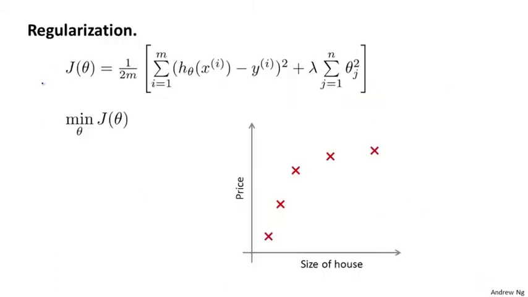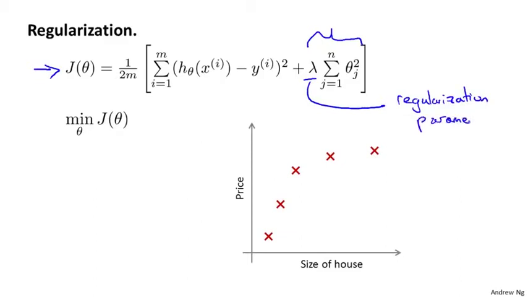Writing down our regularized optimization objective, our regularized cost function, again, here it is. Here's J of theta, where this term on the right is the regularization term, and lambda here is called the regularization parameter. And what lambda does is it controls a trade-off between two different goals. The first goal, captured by the first term in the objective, is that we would like to fit the training set well. And the second goal is we want to keep the parameters small, and that's captured by the second term, the regularization term.